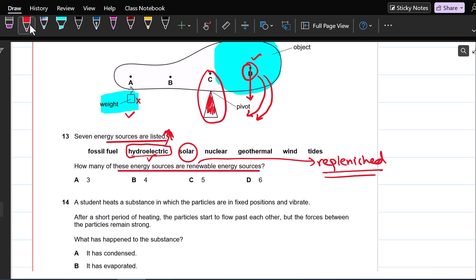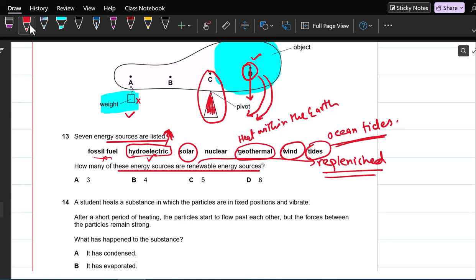So nuclear is not possible. Fossil fuel is not possible. Geothermal, yes, this energy is possible. Heat from within the earth, that is available. So this is possible. Wind is possible. Tides are possible. Wind is due to moving air. Tides is due to ocean. Energy from the ocean tides is also present. Waves are there. So five energy resources are renewable. So C is right.